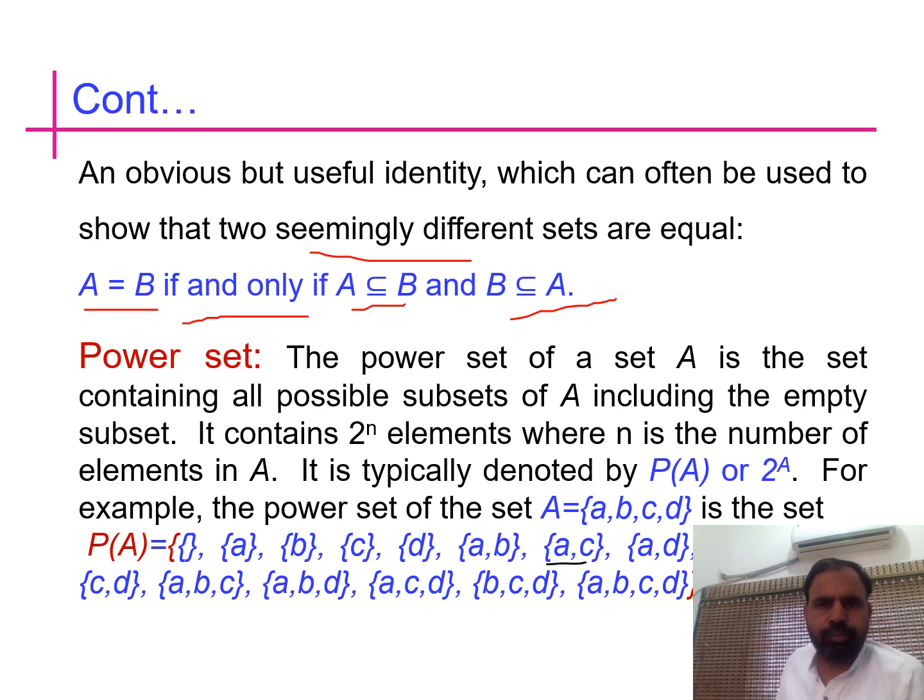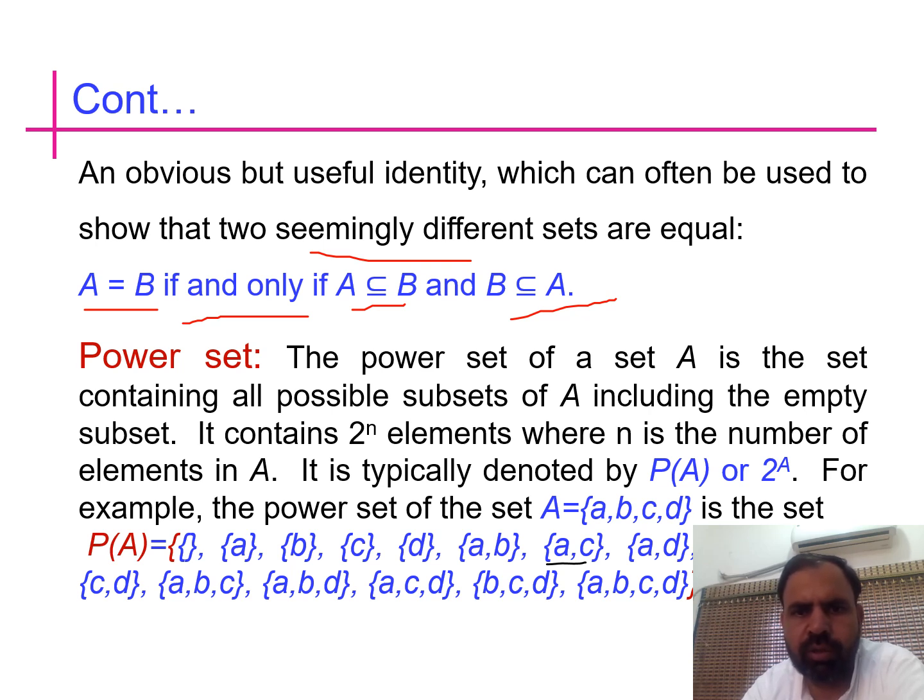Power set. The power set of A is the set containing all possible subsets of A, including the empty set. So it contains 2 to the power n elements, where n is the number of elements in A. It's typically denoted by P(A) or 2 to the power A.